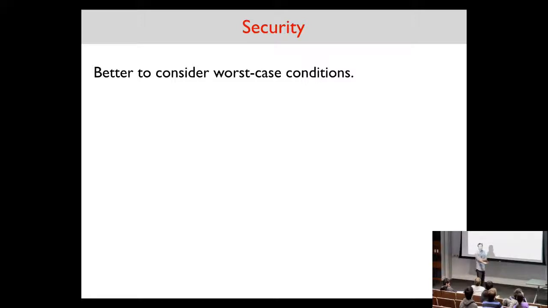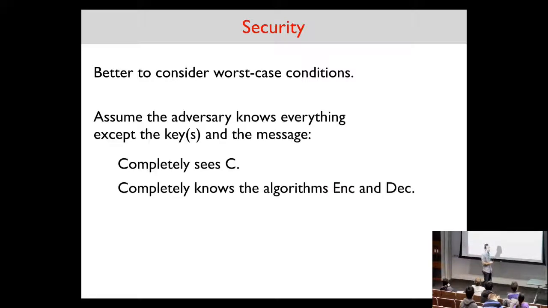Now, when we talk about the security of cryptographic systems, there are different cryptographic systems that try to implement this strategy, and then you want to, of course, analyze the security of these systems. When you're analyzing the security of these systems, it's always best to consider worst-case conditions. You don't want to take any risks. So we're going to assume that the adversary knows everything except the key and the message. He completely sees the ciphertext, the encoded text, and he completely knows the algorithms that you're using for the encoding and decoding.